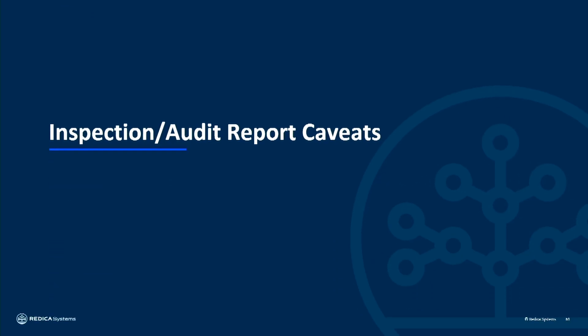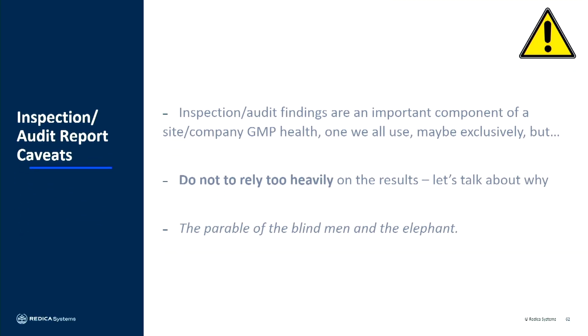So I told you that I wanted to talk a little bit about inspection and audit report caveats. Those reports, we use those reports, right? And they're an important component of a company's GMP health. We all use them, maybe exclusively. Maybe you say, well, I don't know if we want to work with the CMO or not. Let's send a couple auditors out, and then whatever they tell us, we'll decide based on that. My concern is not to rely too heavily on the results, okay?